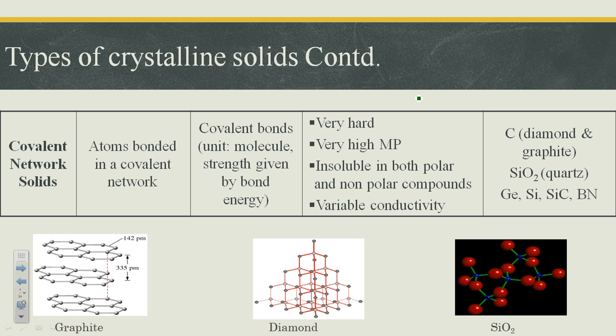That is why covalent network solids are very hard, they have high melting points, they are not soluble in either polar or non-polar solvents, and their conductivity varies. Some examples of covalent network solids are diamond, graphite, silica, germanium, silicon, silicon carbide, and boron nitride. Graphite is a conductor, and a little later I'm going to show you an animation to show you different layers of graphite and why graphite is a conductor of electricity while diamond is not.